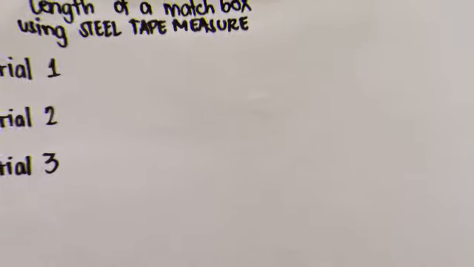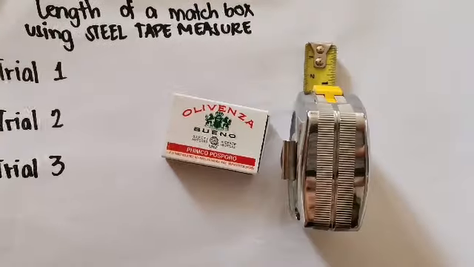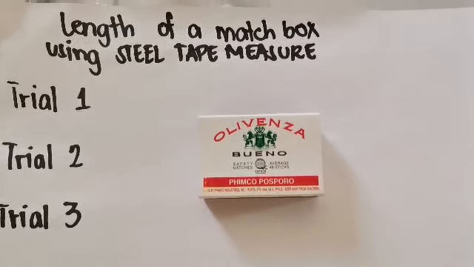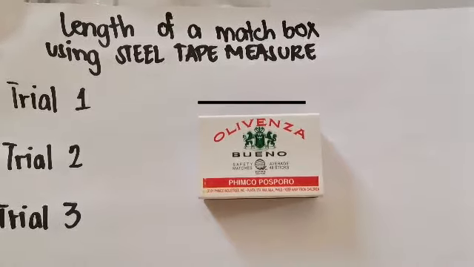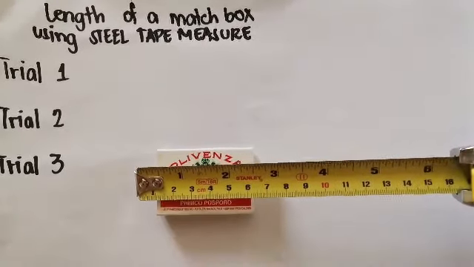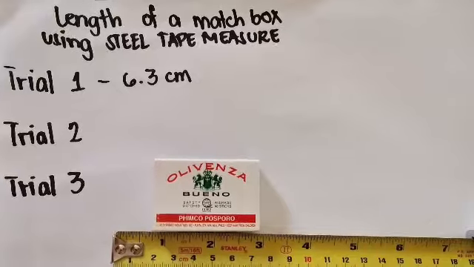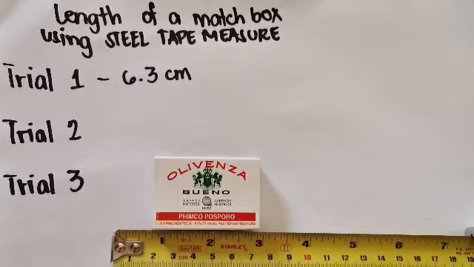In this activity, we will measure the length of a matchbox using a steel tape measure. We will try to measure the matchbox 3 times. Here's the width and here's the length. We will measure the length in centimeters. First trial, I got 6.3 centimeters. Repeat the procedures to get the second trial and the third trial.